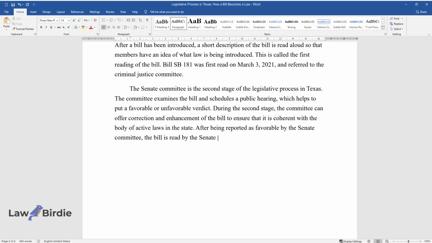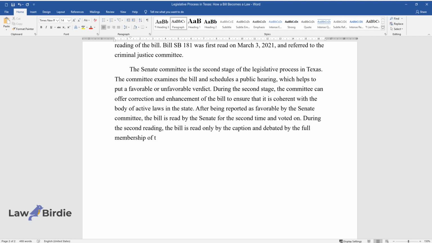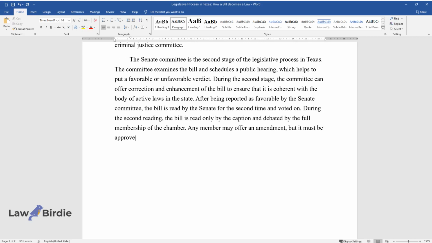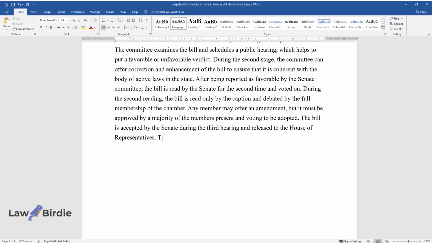After being reported as favorable by the Senate committee, the bill is read by the Senate for the second time and voted on. During the second reading, the bill is read only by the caption and debated by the full membership of the chamber. Any member may offer an amendment, but it must be approved by a majority of the members present and voting to be adopted. The bill is accepted by the Senate during the third hearing and released to the House of Representatives. The second and third reading of the bill are known to be the third stage of the legislative process.